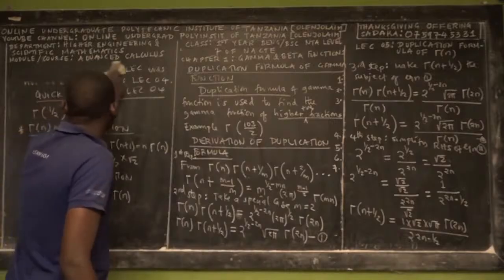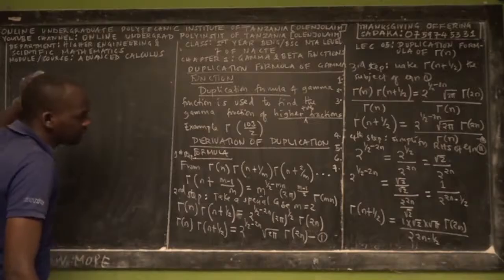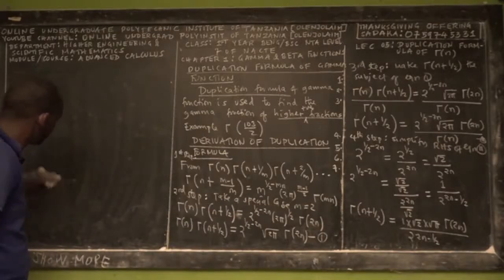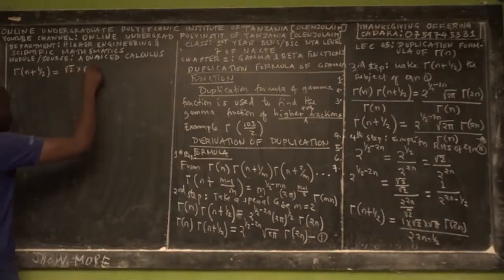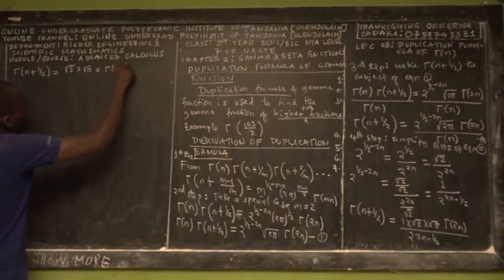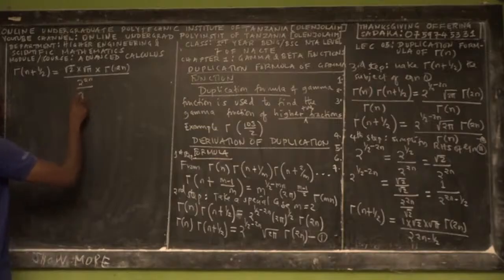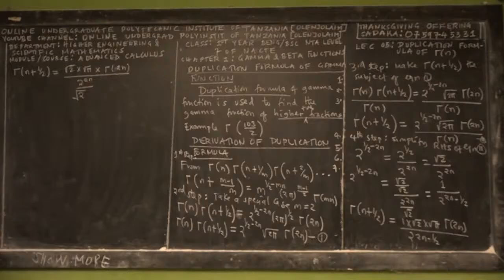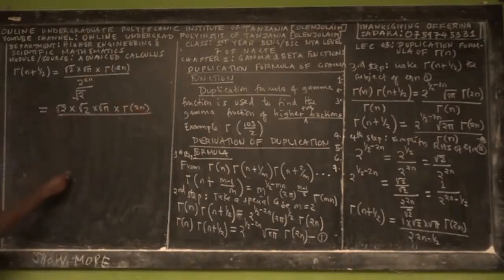So in other words, we say that gamma of n plus a half is equal to what? Under root of 2 times under root of pi times gamma of 2n. Remember that I'm deriving the duplication formula. In denominator, we have 2 power 2n over under root of 2. Right? So on the right hand side, we are going to have under root of 2 times under root of 2 if you take this into the numerator, and then times under root of pi, then times gamma of 2n divided by what? 2 power 2n.